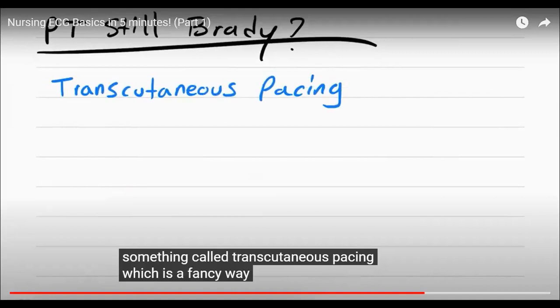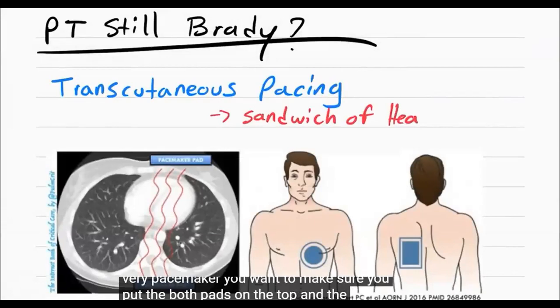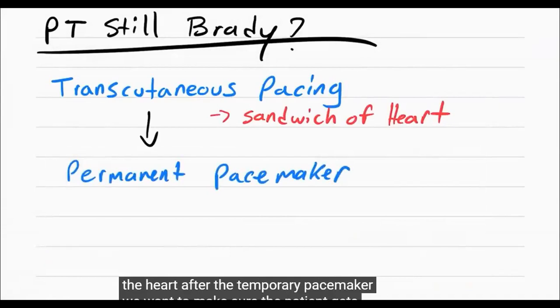You want to make sure you put both pads on the top and the bottom of the heart, making a sandwich of the heart. After the temporary pacemaker, we want to make sure the patient gets a permanent pacemaker.